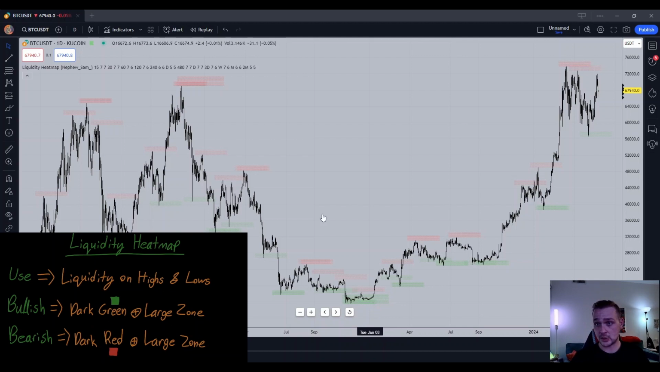Additionally, if you see a bunch of zones together, like these red ones up here, or down here you see a big cluster of green ones, that would also be a telltale sign that there's a bunch of liquidity there.